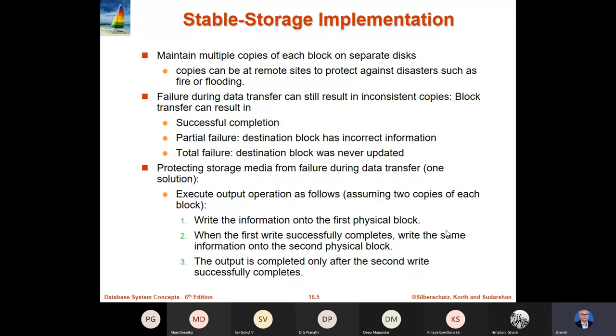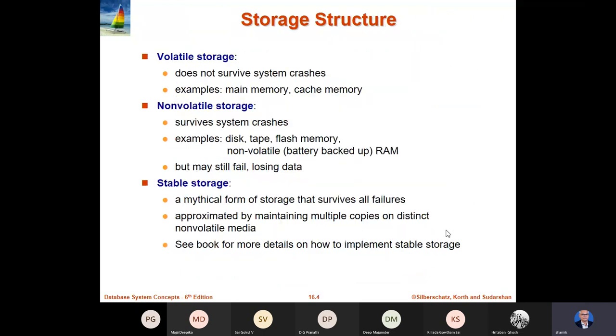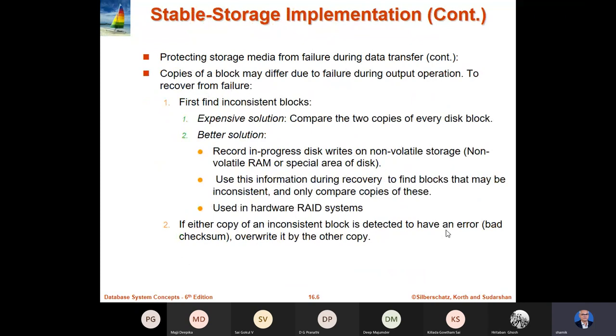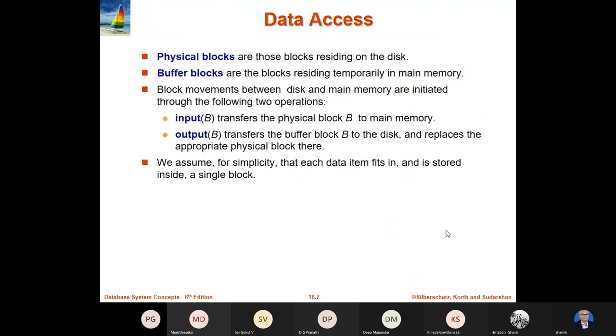Of course, the more you spread out while storing data in the stable storage, the more network latency you will incur. Those are also to be taken care of. That's why we said you can take a look at the book for some more details. As I said, two copies and so on, and there are many different forms. It is very well known that hardware RAID systems provide some form of implementation of this concept of stable storage.